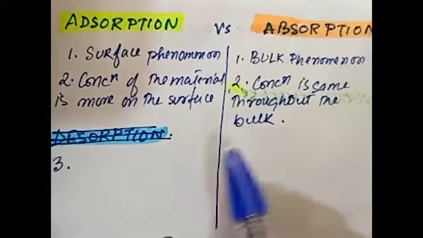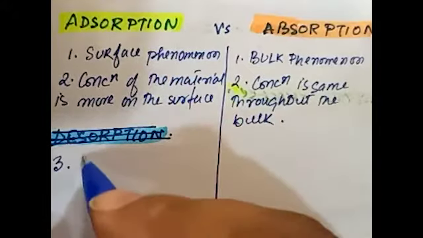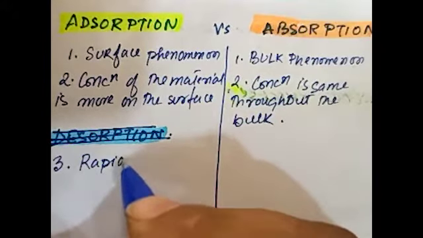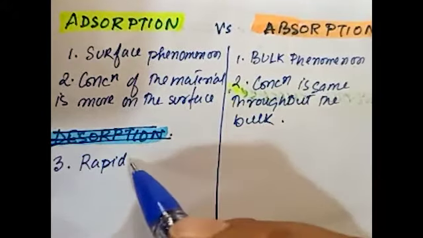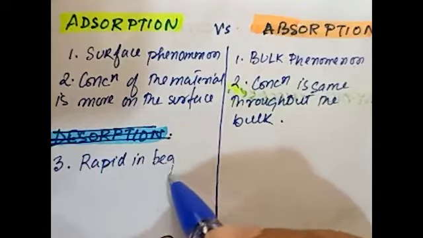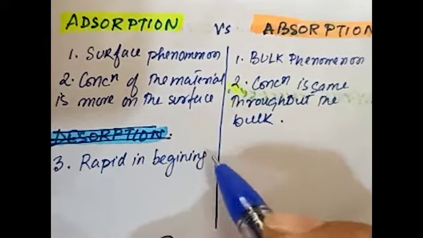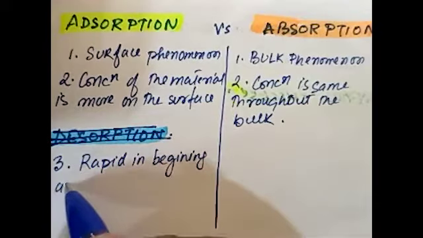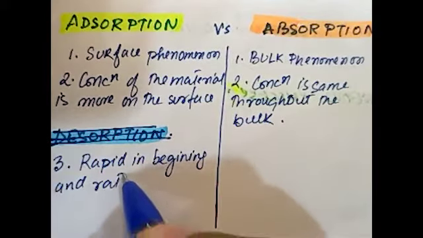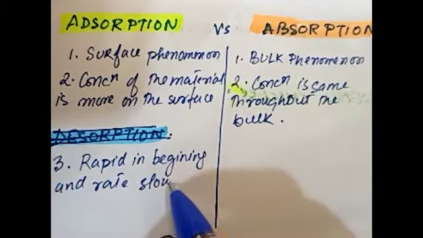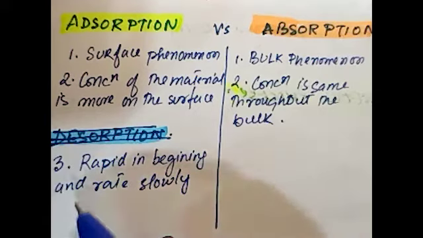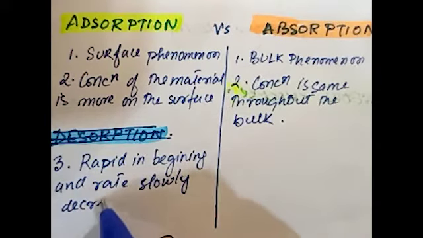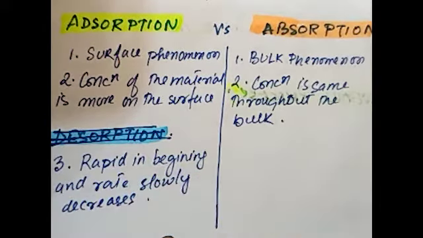Number 3, adsorption is rapid in the beginning and the rate slowly decreases, because the surface area also decreases.